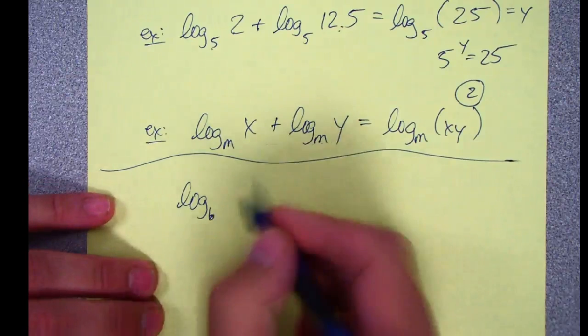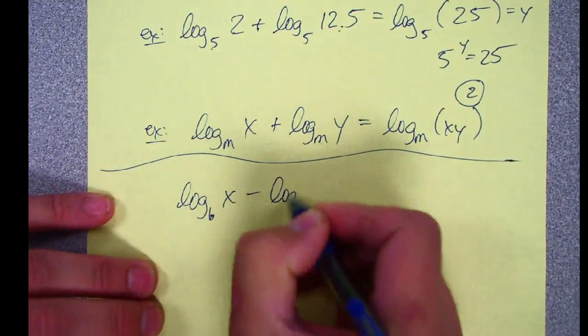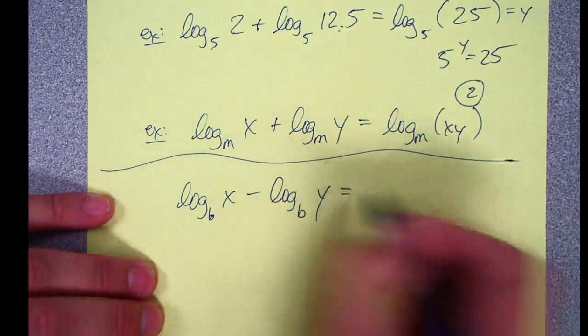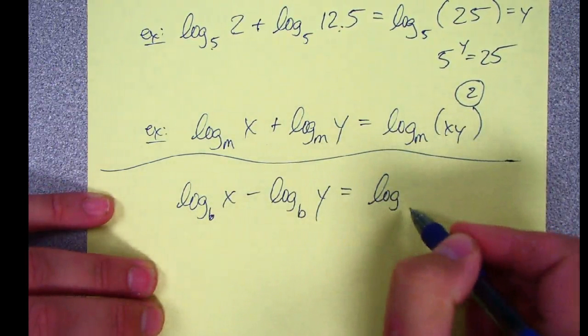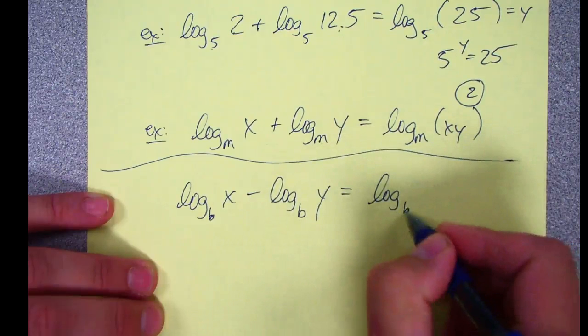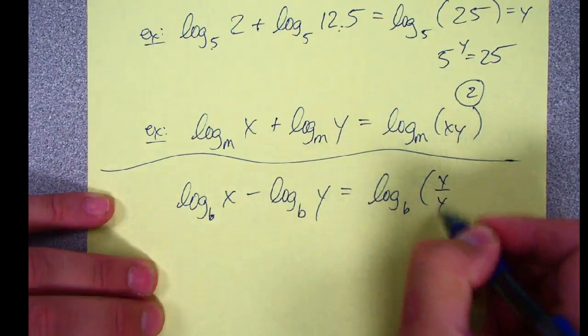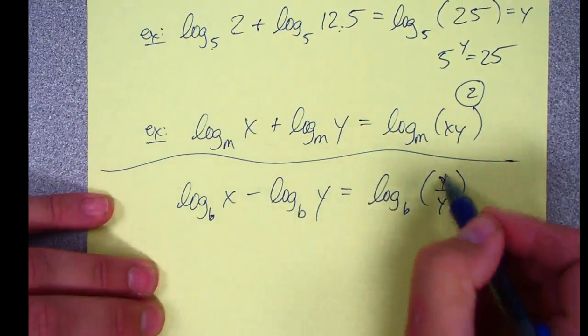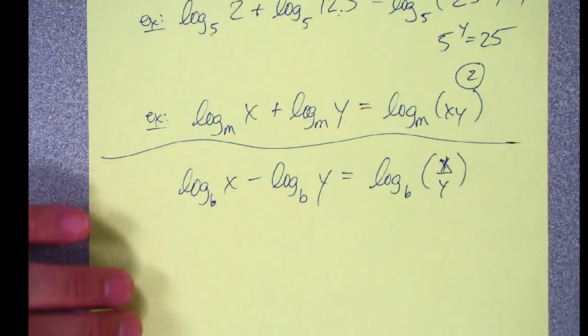So let's say it was log base b of x minus log base b of y. Well, if addition combines to be multiplication, then subtraction combines to be division. You're always dividing the first thing by the second thing.